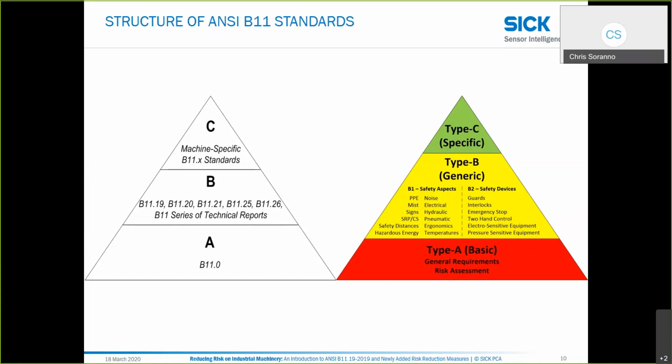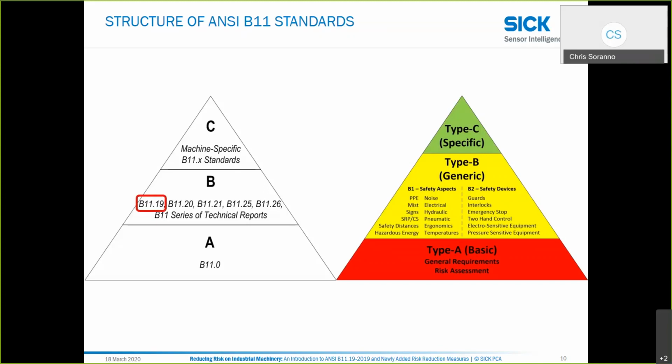Within the type B level, there's a handful of both normative standards as well as informative technical reports. We see here ANSI B11.19, which is what we'll be talking about here today. And then the remainder of the portfolio within the B11 family are all machine-specific standards or C-type standards.